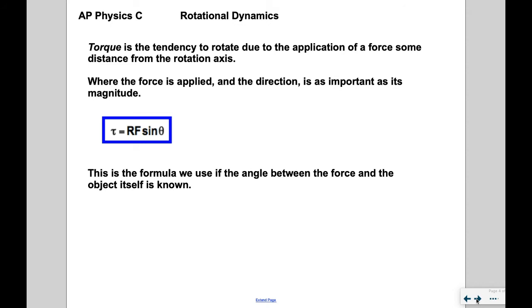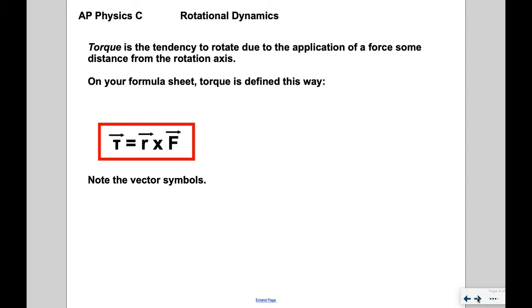Now, the generic formula for the torque generated by a force is torque equals r F sine theta. R is the distance from the rotation axis to the location where the force is applied. F is the force itself, and theta is the angle between the force and r, effectively. You might recognize that one vector times another vector times the sine of the angle between them is a cross product.